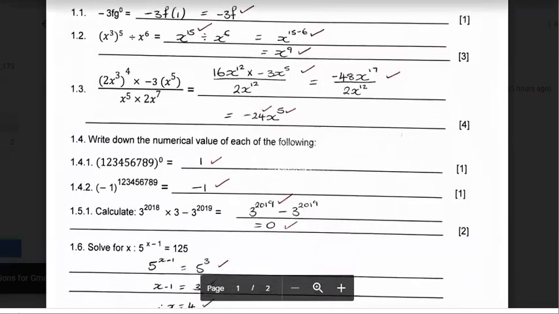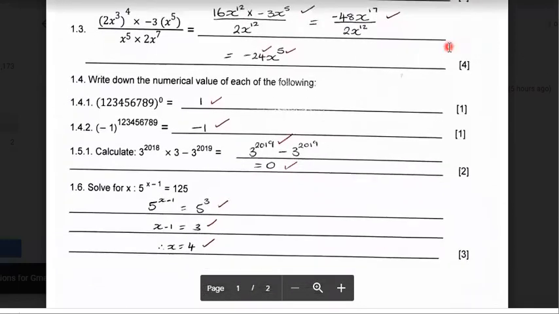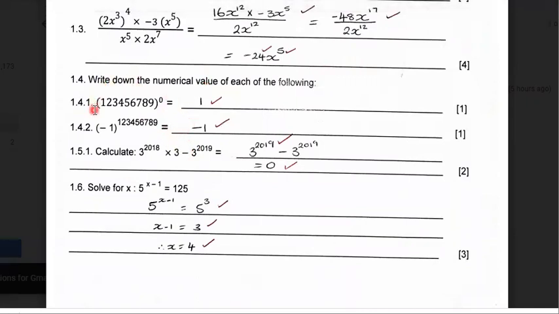1.4. Right, now you need to write the numerical value of each of the following. If you try this on the calculator, you most probably won't get an answer. So for 1.4.1, you have 1, 2, 3, 4, 5, 6, 7, 8, 9, all raised to the power 0. That one is straightforward, following your rules of exponents. Anything raised to the power 0 is equal to 1.